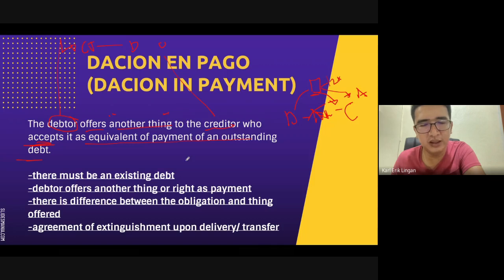Take note, in requisites, there must be an existing debt. Di ba? We have an existing debt. Debtor offers another thing or right as payment, the cellphone. There is difference between the obligation and thing offered. He said more or less 12K, while his debt is 10K. Agreement of extinguishment upon delivery or transfer. That means, their agreement that once the creditor accepts, the debt of debtor is gone, then that is a dación en pago transaction, which is not a contract of sale.